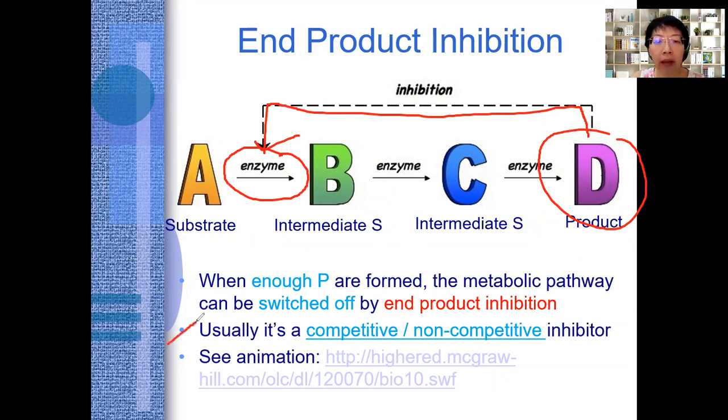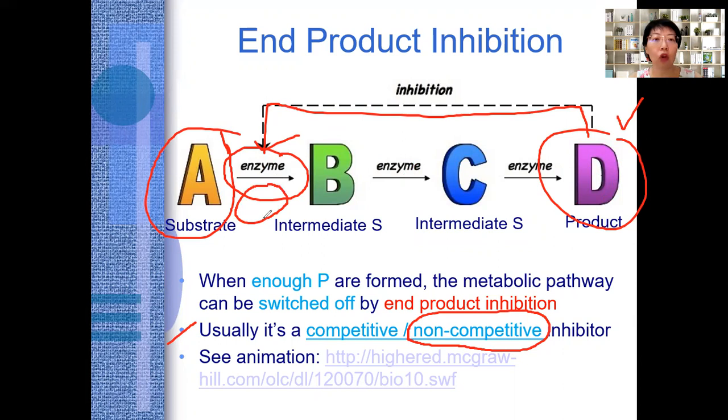Is this enzyme inhibited by a competitive or non-competitive inhibitor? Usually it is a non-competitive inhibitor, because it sits at the allosteric site, since its presence must inhibit the enzyme regardless of whether you have a lot of substrate or not. I don't want to compete. When I have too much of this, I have to inhibit the enzyme immediately. I don't care whether you have a lot of A or not, so it sits at a site other than the active site to inhibit the enzyme immediately.